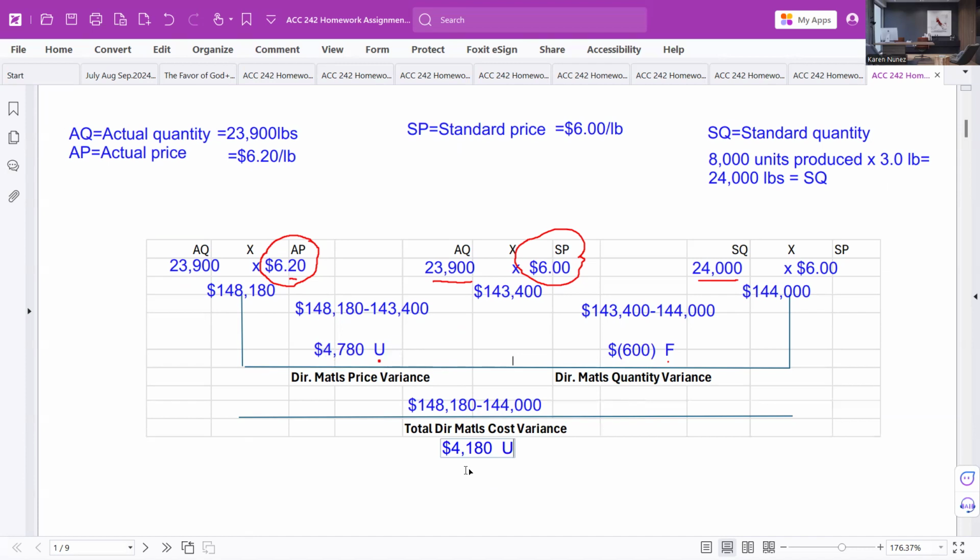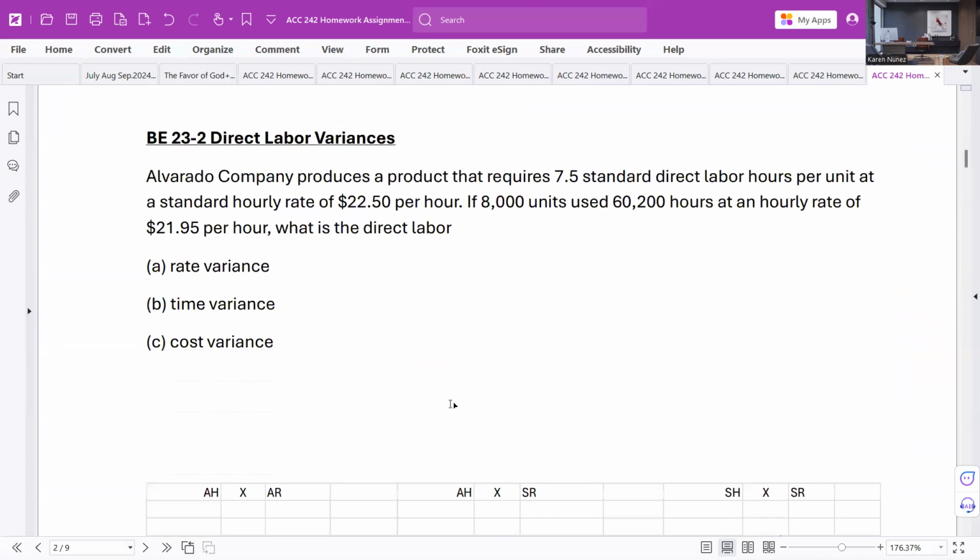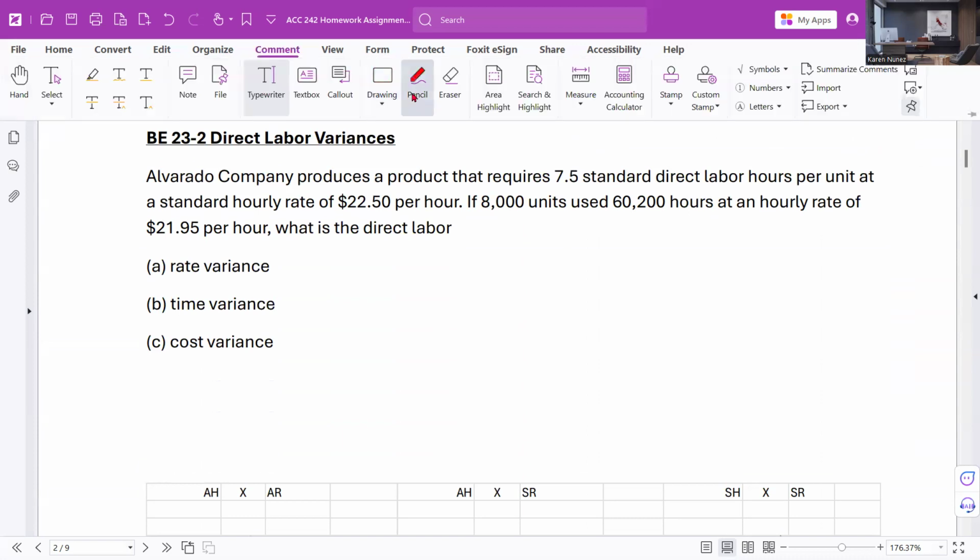That's our basic model. Again, identify all the variables and then just plug them into the model, calculate the variances. Now, when we calculate our labor variances, the model kind of looks the same. The headings are a little bit different, but the model looks the same. So let's go back. Let's scroll down to the next one, which is the direct labor variances. So again, we're going to be provided with some basic information. Let me identify that up front.